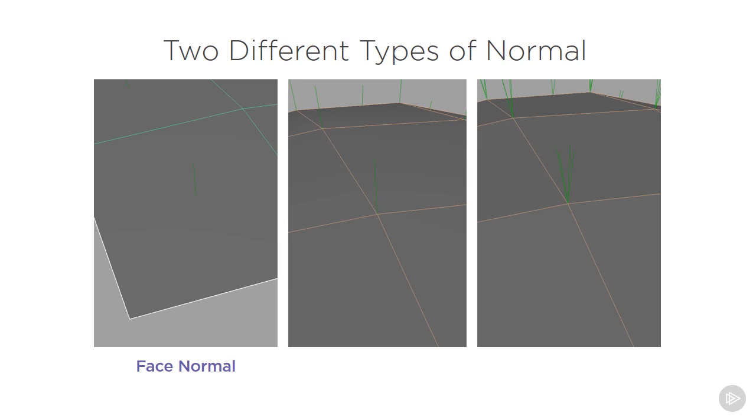Now, the other type of normal inside of Maya is a vertex normal. The other two images we have here are both illustrations of what these vertex normals could look like. Now, there are two different states you can think of for vertex normals. There can be a vertex normal that is soft, or averaged, and then there is a vertex normal that is hard, or not averaged.